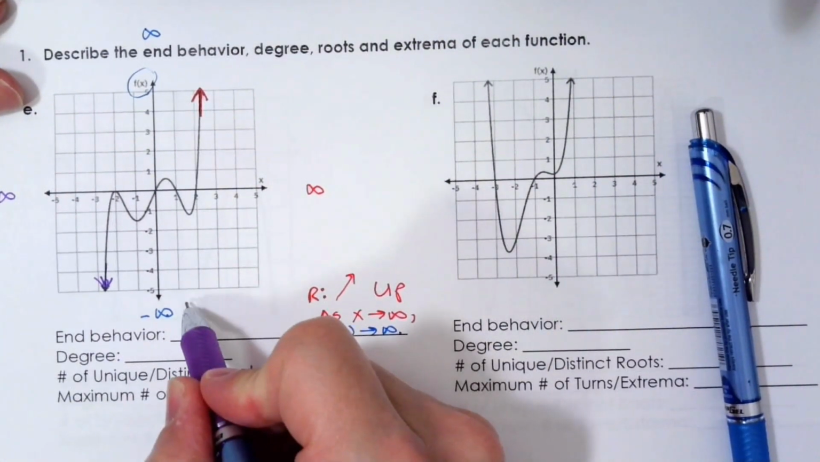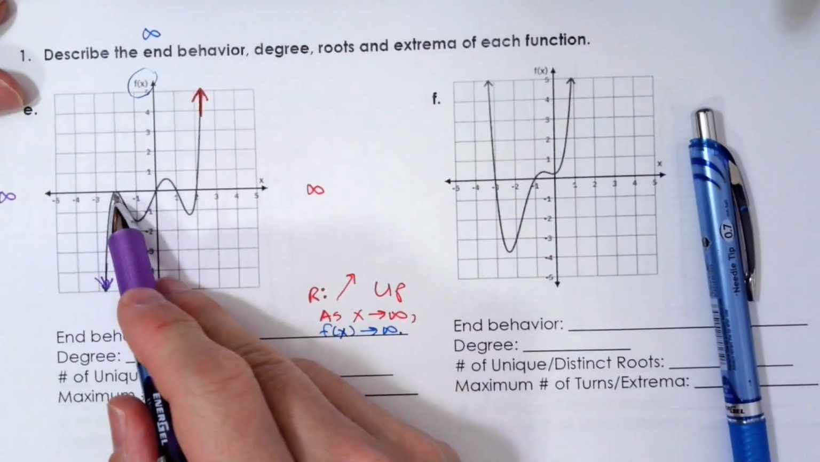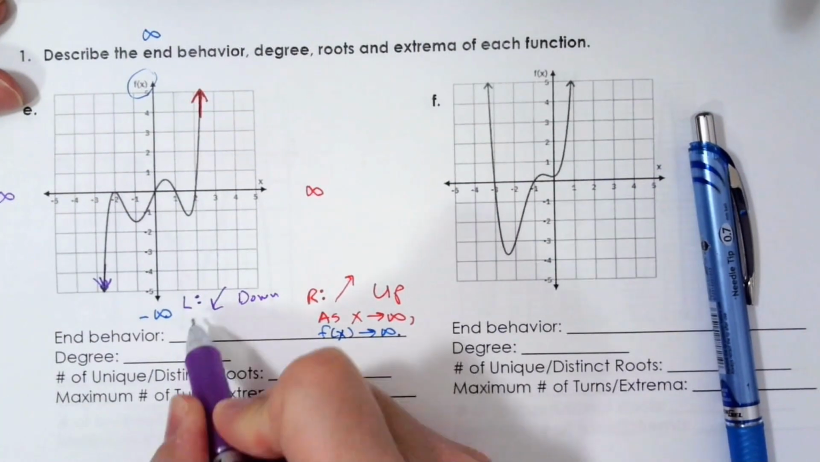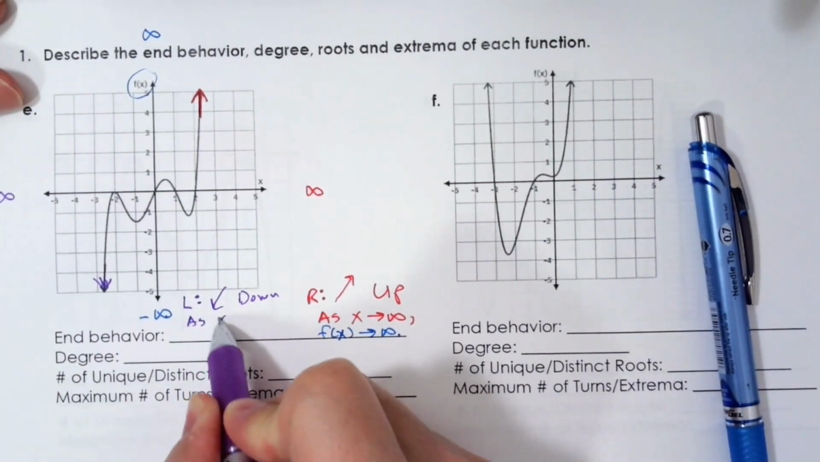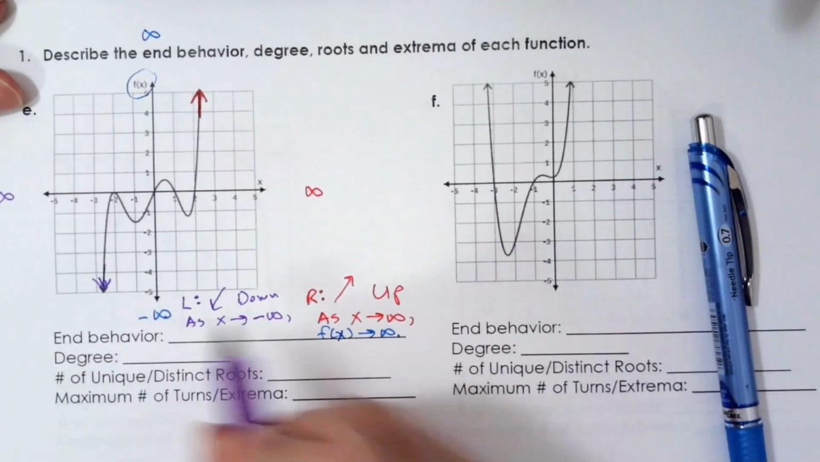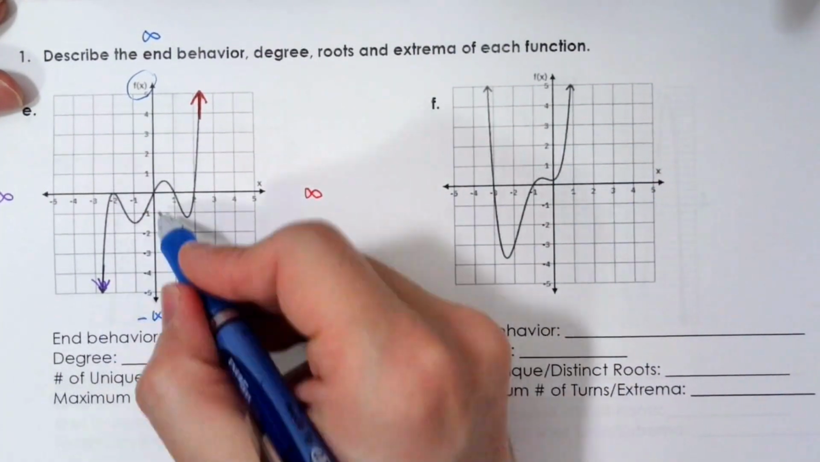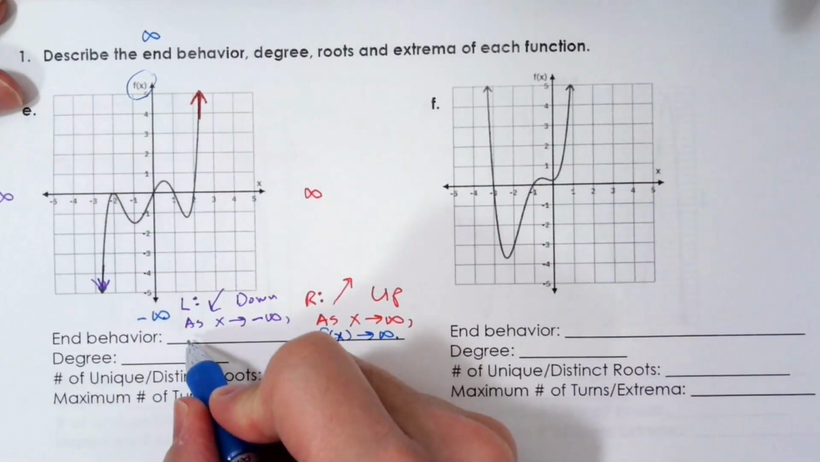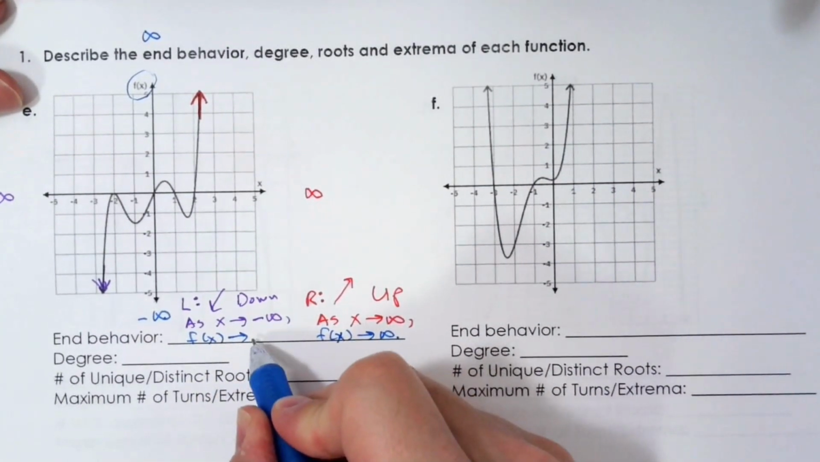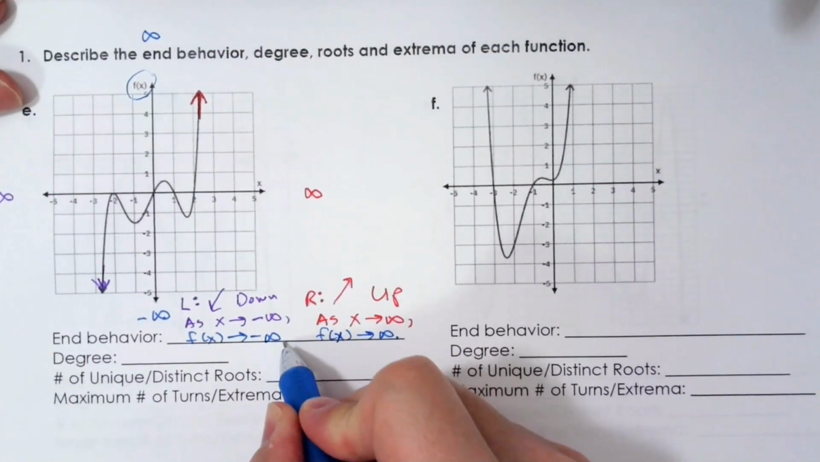Whereas for our left end behavior, down and to the left, or the word down, or if your teacher prefers, as x goes to negative infinity, comma, f of x, see these are the outputs, f of x is also going to negative infinity.